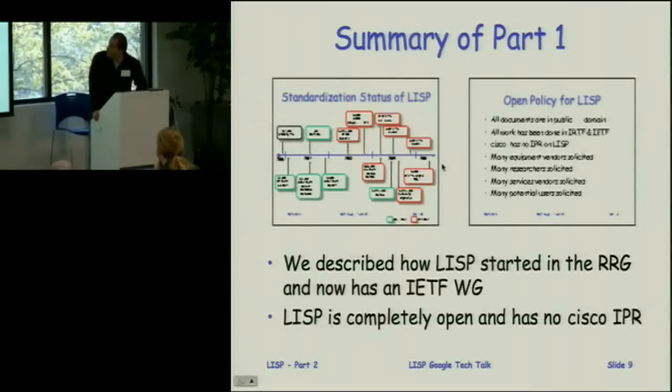And then we just talked about a little history of LISP and the open policy for it. We described that LISP's work started in the RRG, the Routing Research Group of the IRTF, and now it's an IETF working group. And we indicated that it's completely open with an emphasis that this is not a Cisco-only solution, this is an industry solution, and Cisco has no IPR.